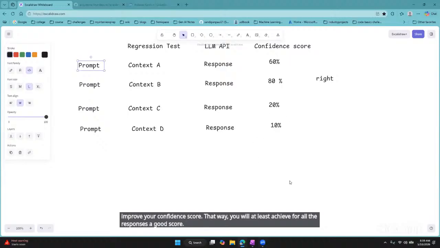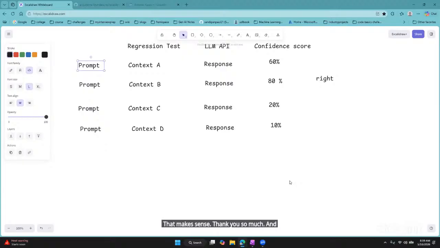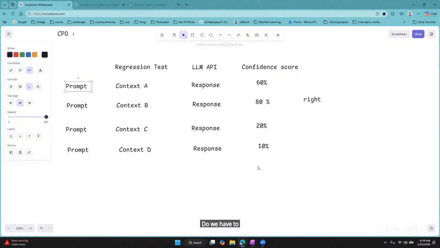That makes sense. Thank you so much. And one more question. If we are using LLM as a judge, can we attain the same thing, or do we have to do something else? So this confidence score is getting generated with LLM as a judge.